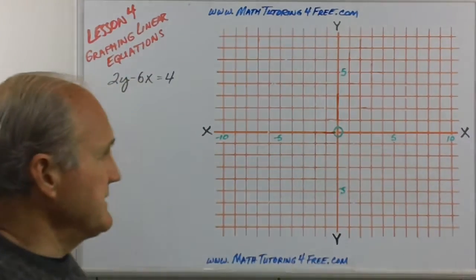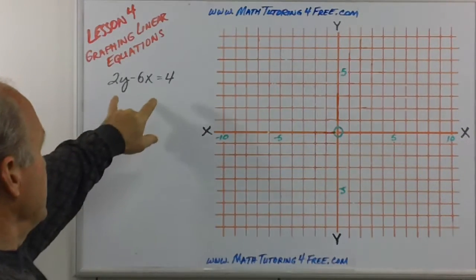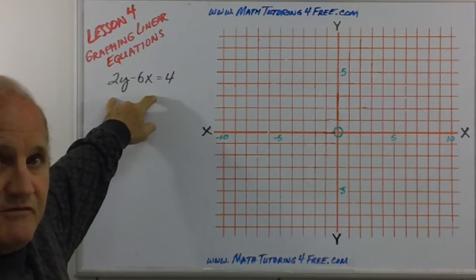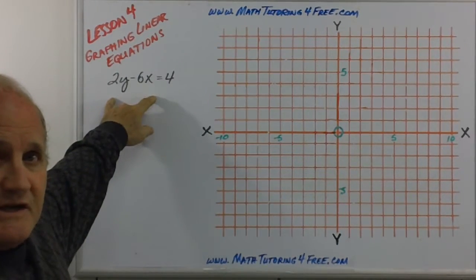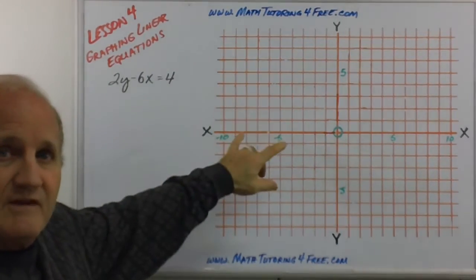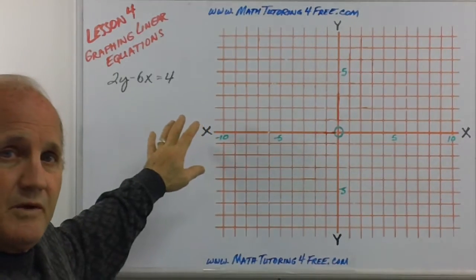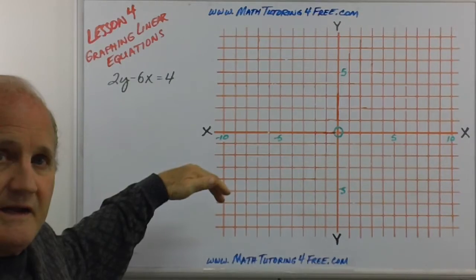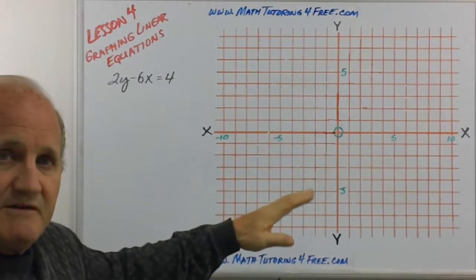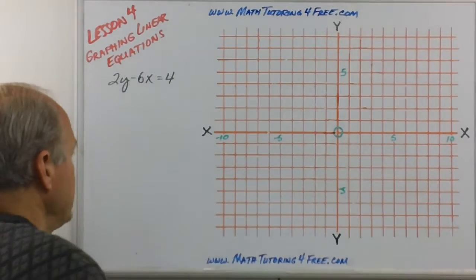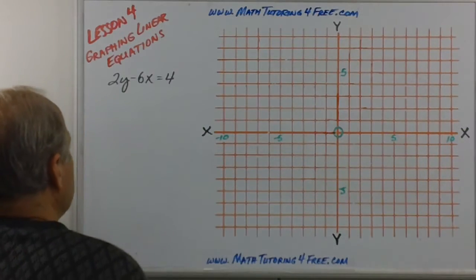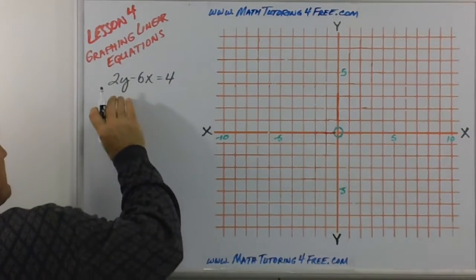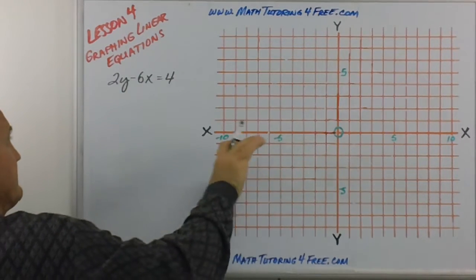And let's pick an equation: 2y minus 6x is equal to 4. The first thing in order to graph that is we want to rewrite that equation, solve it in terms of y, and it'll make it a lot easier to assign values and then place them on the graph. If we want to solve for y, we want y on the left side, everything else on the right side.